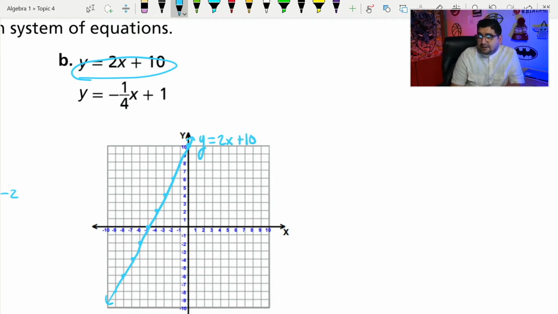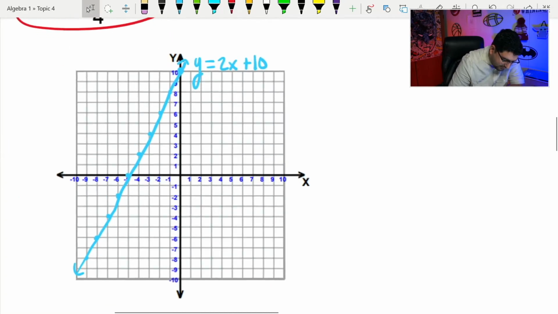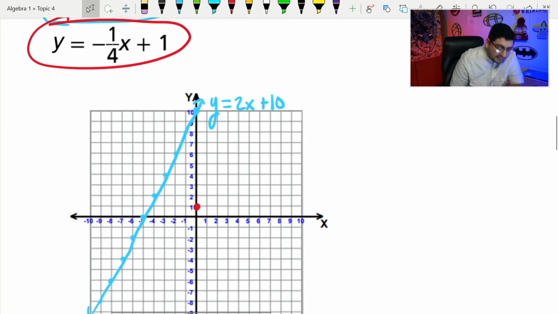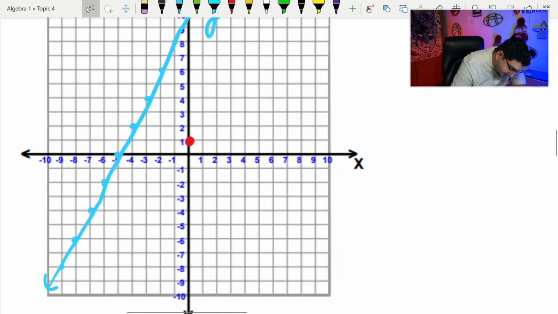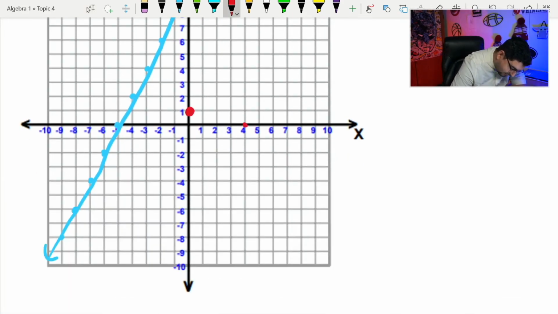Okay, so now let's go ahead, line underneath. Y equals -1/4 x plus 1, so we're looking at a y-intercept of +1, which is right there. We're going to put a dot there, and this slope is -1/4, so we're going to go down 1, to the right 4 spaces. Down 1 to the right 4, down 1 to the right 4, or we can go up 1 to the left 4. And there's going to be where they cross.